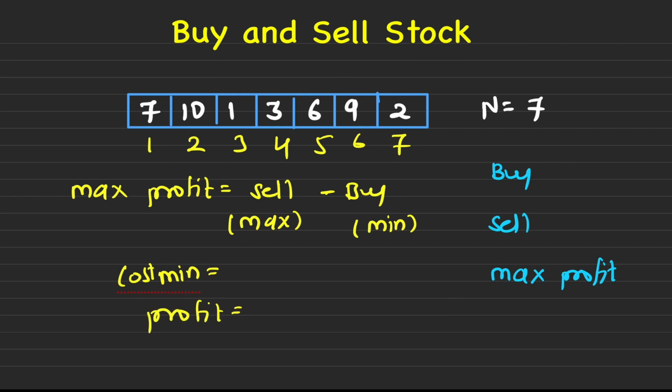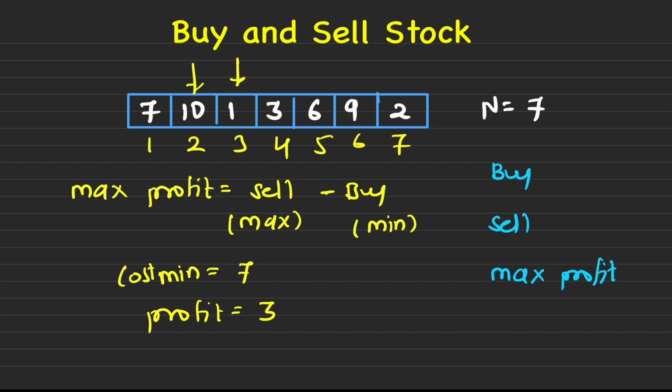So let's assume that as of now my minimum cost is 7, and now I am standing at 10. If I bought the stock at rupees 7 and I try to sell it at rupees 10, what will be the profit I will get? For sure it would be 3. So as of now the maximum profit we got is 3, and now we need to move ahead.